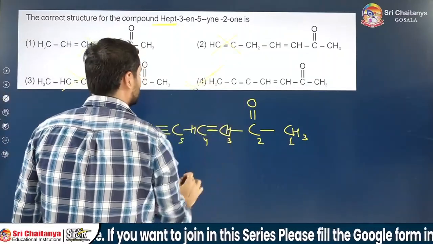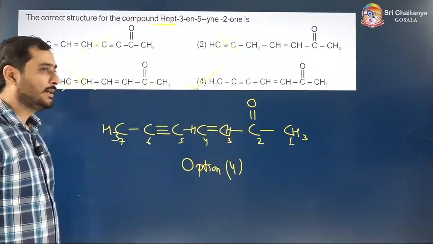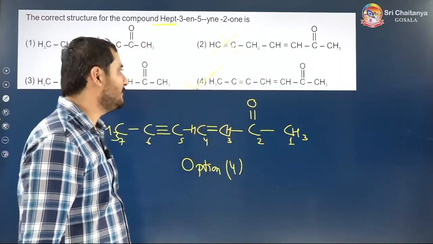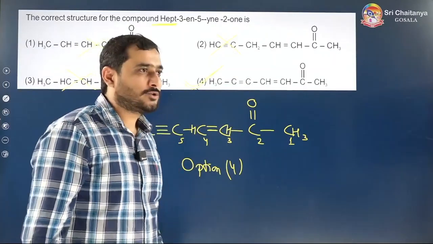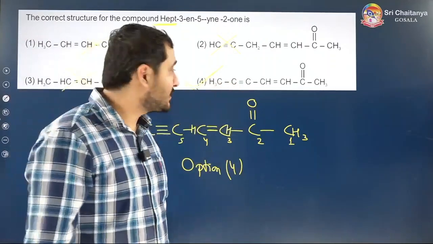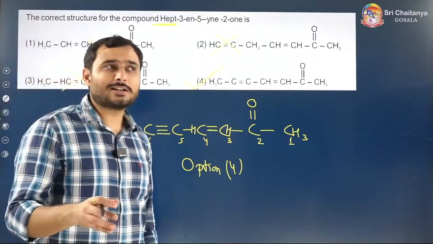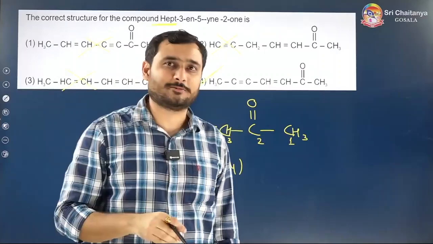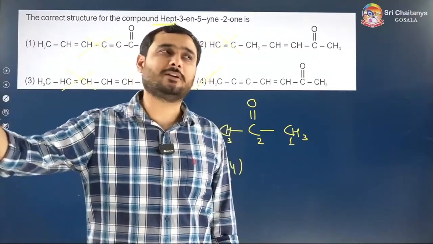So which is the correct answer? Option number 4. If you check, double bond, ketone, the third position is a double bond, the fifth position is a triple bond. So this is the correct answer, option number 4. Clear? Students who are telling option 1, 2, 3 have to check. Any doubt in this? This will be important when you study reaction mechanisms also. In a question they will not directly write the structure of the compound and then a chemical reaction. They will write the name, saying this compound reacts with this reagent, what is the final product.